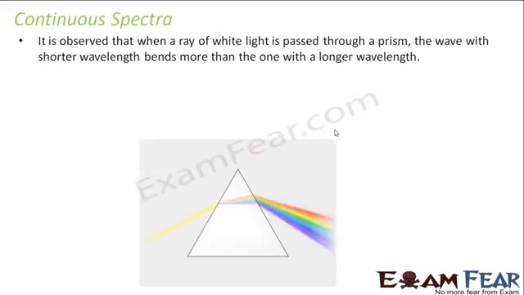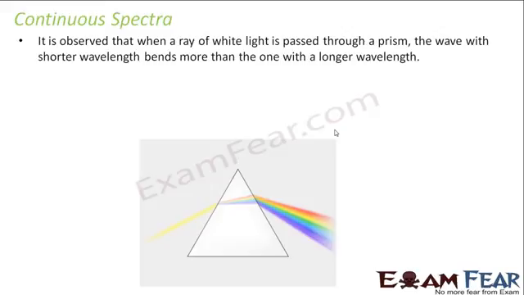So now let us discuss each of these spectra in detail. We will talk about continuous spectrum, emission spectrum and absorption spectrum. Let us start with continuous spectrum. It is observed when a ray of white light is passed through a prism, the wave with shorter wavelength bends more than the one with a longer wavelength. We have discussed these things in detail, right? We have talked about the phenomenon of dispersion of light in one of our earlier lessons, right?